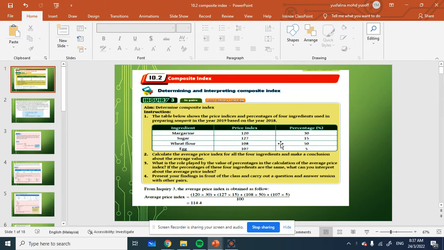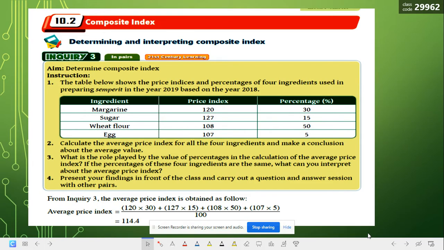But for the composite index, they compare more than one. It's like an overall comparison, like the example in the textbook. The table shows the price index and the percentage of four ingredients used in preparing semperik in the year 2019 based on the year 2018. When we learned 10.1, we learned about index, meaning we just compare. Let's say I take margarine here, we just compare whether it increased from 2018 to 2019 or decreased. So that is index.